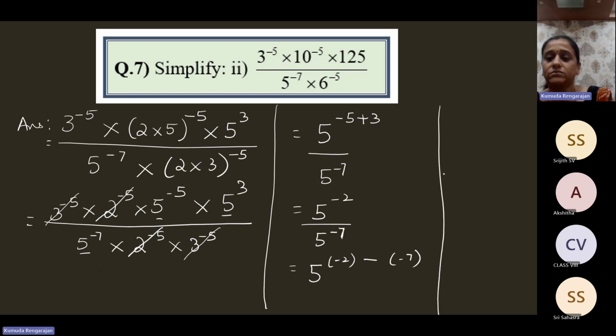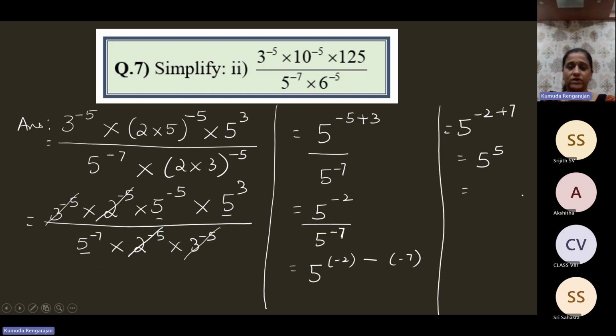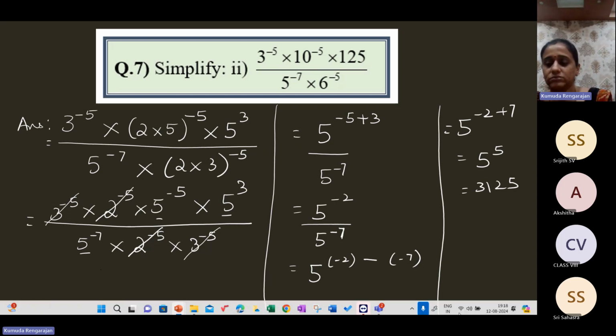The next step: 5 to the power minus 2, minus into minus plus 7. So which is 5 to the power 5. And it's easy to find 5 to the power 5. Please find 5 into 5 into 5 into 5 into 5. It's 3125. Take it down, children. Quickly take it down.